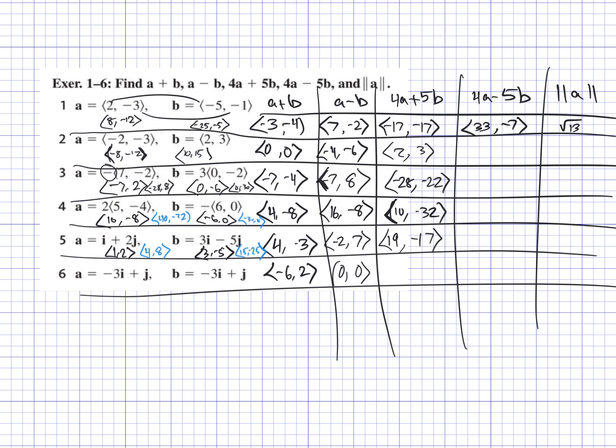And then again, let's get the blue values here. 4 times a is negative 12 and 4. And 5 times b is negative 15 and 5. Add them together, and we get negative 27 and 9.